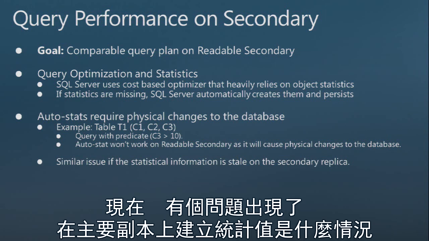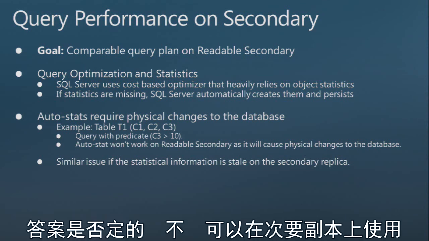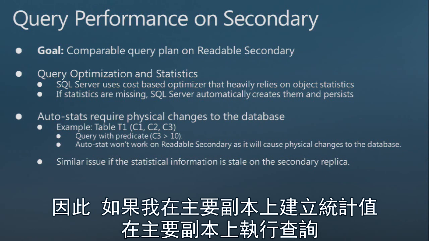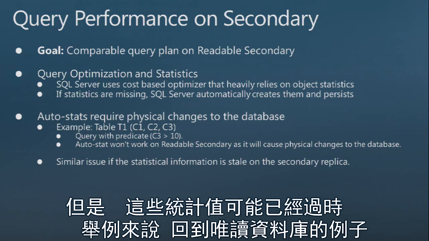Now, one question that comes up, hey, what about the statistics that were created on the primary replica? Would they not be available on the secondary? Answer is yes, they will be available. So if I create a stat on the primary, or if I do a query on the primary, those stats do get created on the primary and they will flow into the secondary node. However, those stats could be stale.